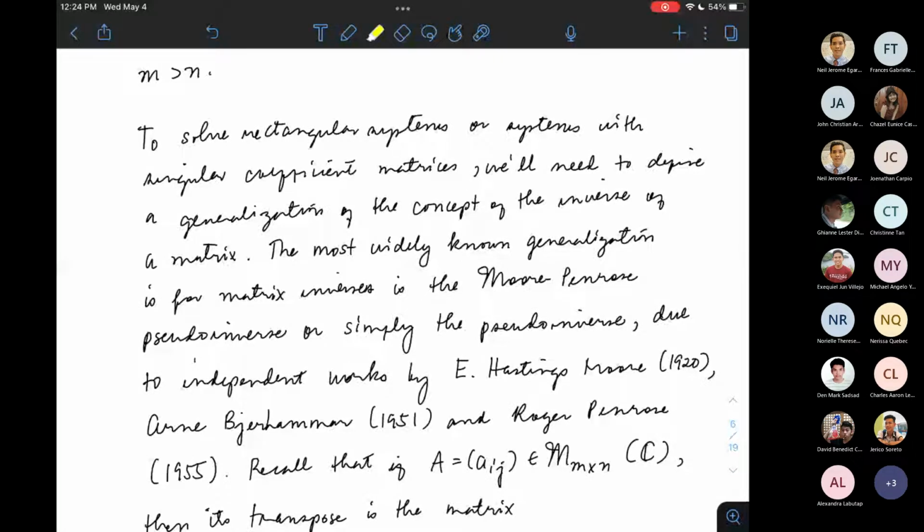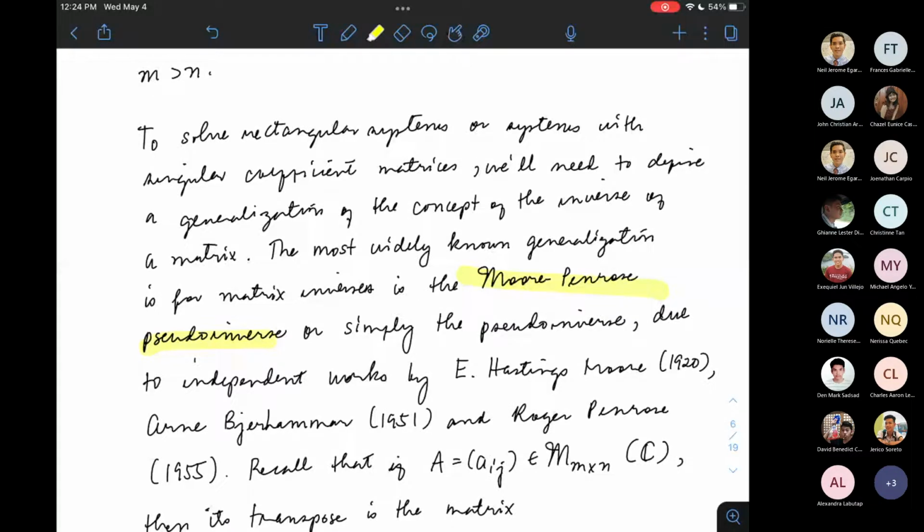So I will discuss today one of the most generic and straightforward ways of solving rectangular systems, and that is what we call the Moore-Penrose Pseudoinverse. Okay? So yung pseudo-inverse ay isa lamang attempt at generalizing the concept of matrix inverses to admit the class of rectangular matrices. So tinatry nating palawakin yung definition ng inverse.